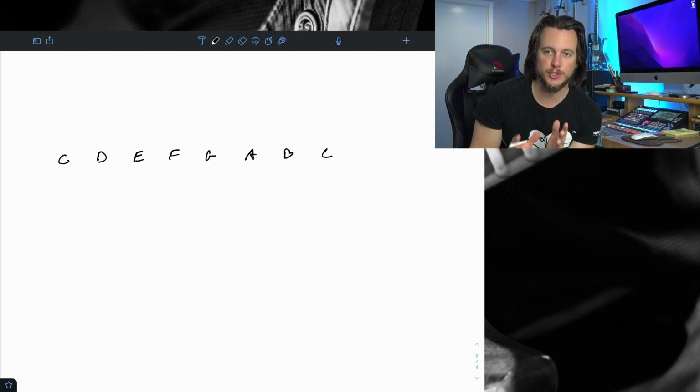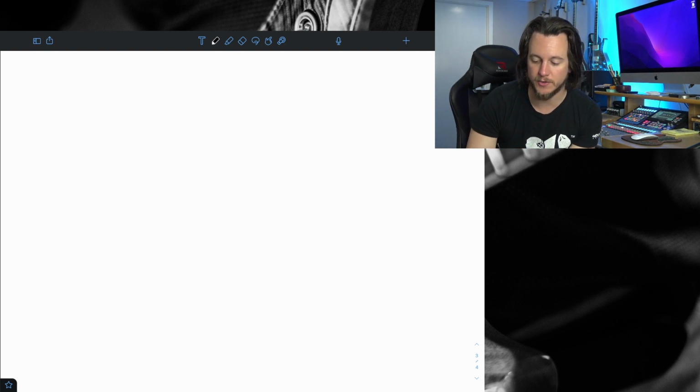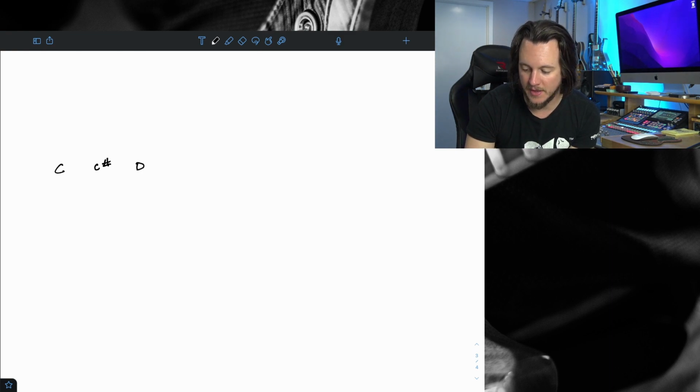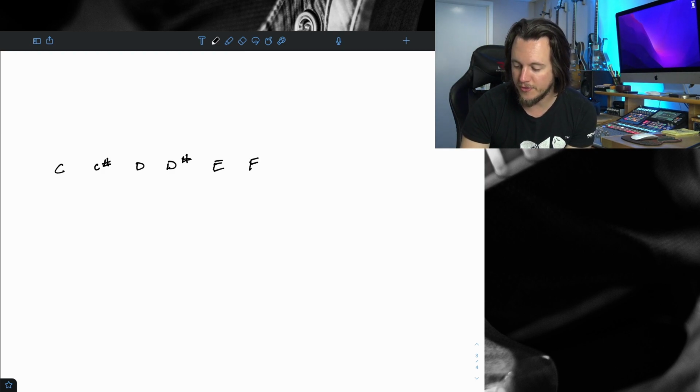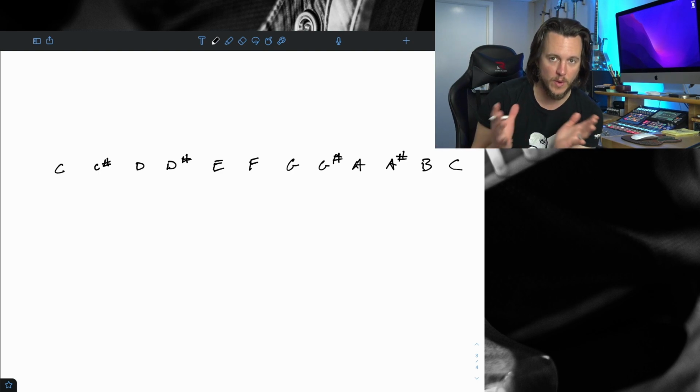Now, here's the traditional way of looking at intervals. I'm going to get the old C major scale out of here, and now I'm going to write a chromatic scale. So C, and then C sharp, and then D, and then D sharp, and then E, and then F, and then G, and then G sharp, and then A, and then A sharp, and then B, and then we would be back to C.